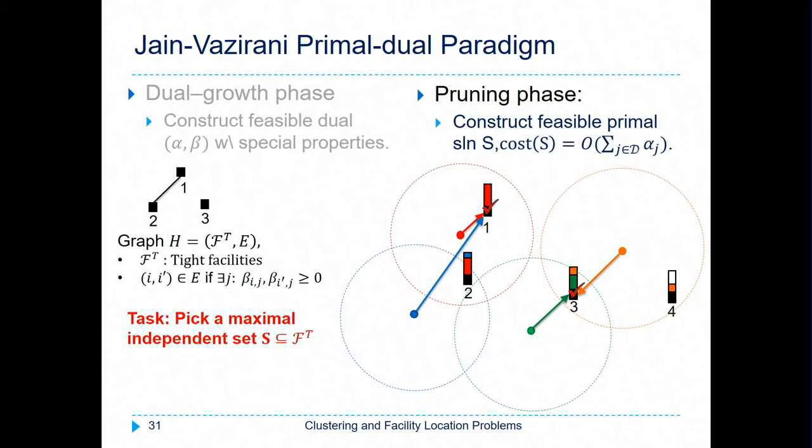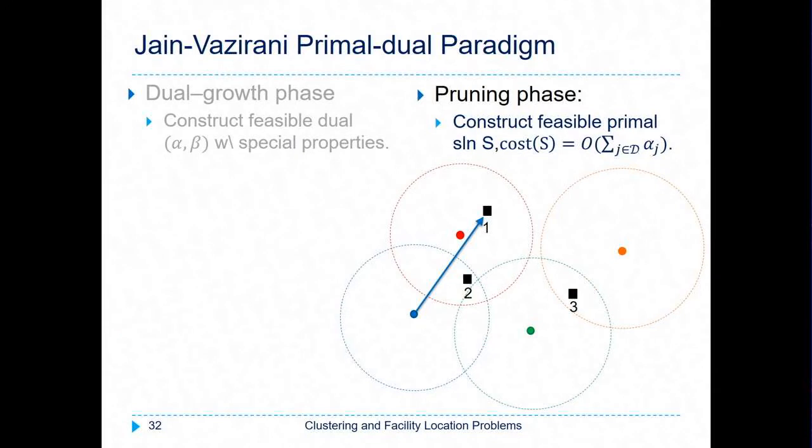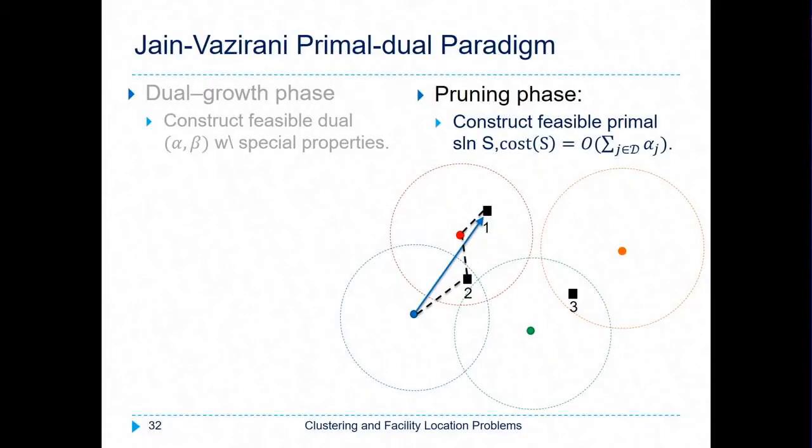The next step is really bounding the cost of this solution. So let's first bound the connection cost of the blue client to facility 1. We have the triangle inequality, so we can bound the cost of this blue arrow by these 3 parts. And actually, it can be shown that each of these segments is at most alpha j. So we can say that the distance of this client to this facility is at most 3 times alpha j, the alpha of this client. Okay?